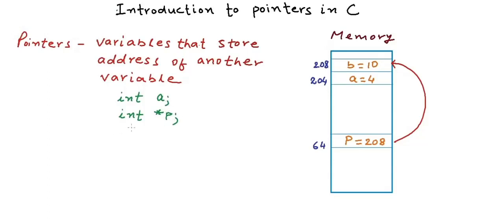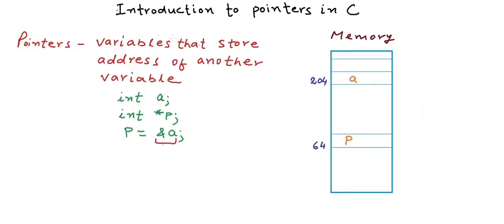Now to store the address of a in p, we need to use a statement like p is equal to ampersand a. Now if we put ampersand in front of a variable, it gives us the address of that particular variable. In fact, it returns a pointer to that particular variable.